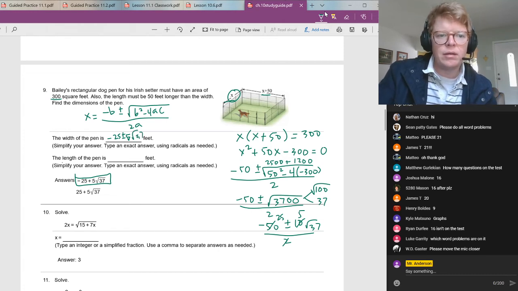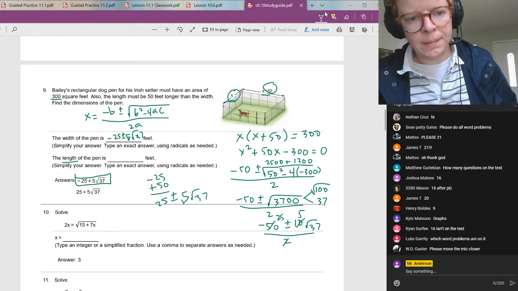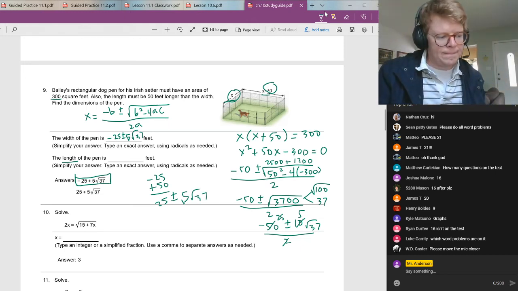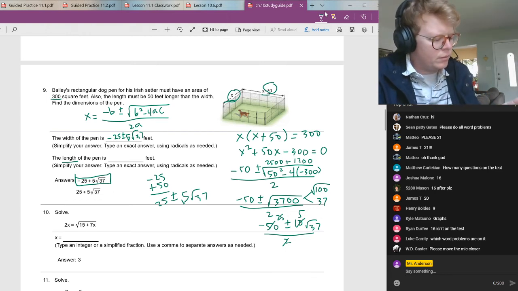Now to find the length, we just add 50. So I'm going to add 50 to this, negative 25 plus 50. That just gets us back up to 25 plus or minus 5 square root 37. Okay? All right, let me know if there's any more questions. I'll hang on for a second.